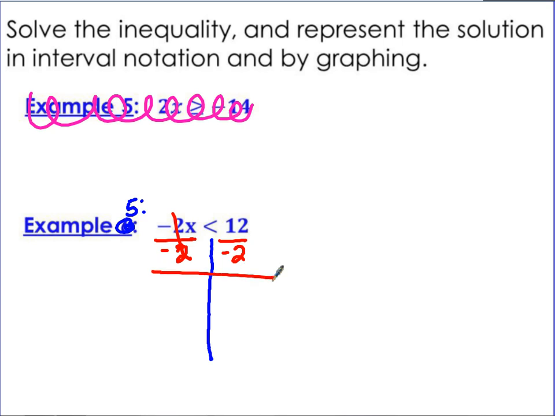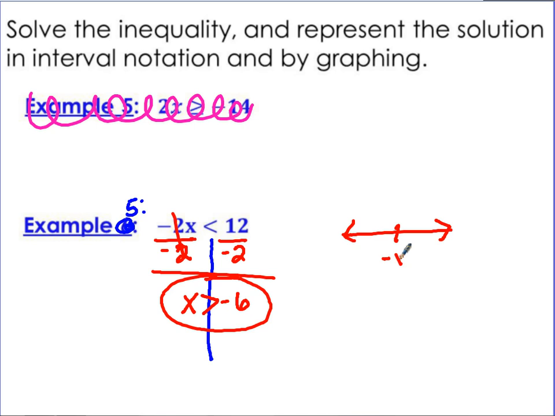Well, when I divide this side by -2, this goes to 1, so it's just a 1x over here. 12 divided by -2 is -6. Now, I told you before, if you multiply or divide by a negative, then you have to flip your sign. So now, instead of being less than, it's going to be greater than. And this is my answer. So one more time in interval notation and graphing. We're going to start with graphing because it's easier.